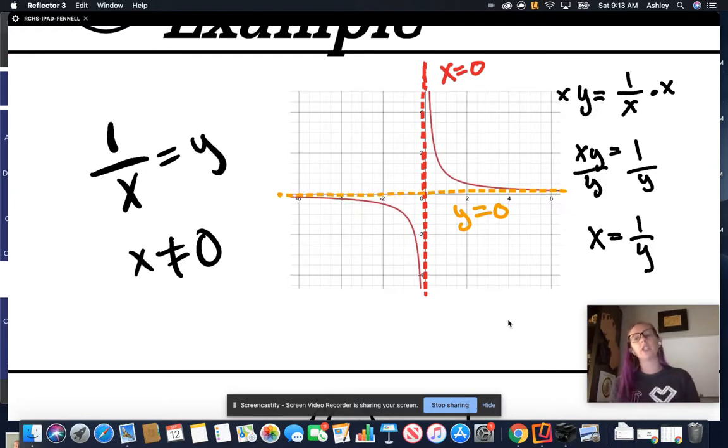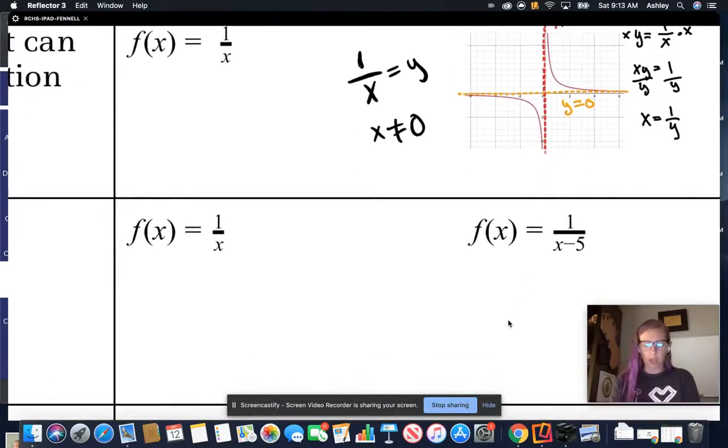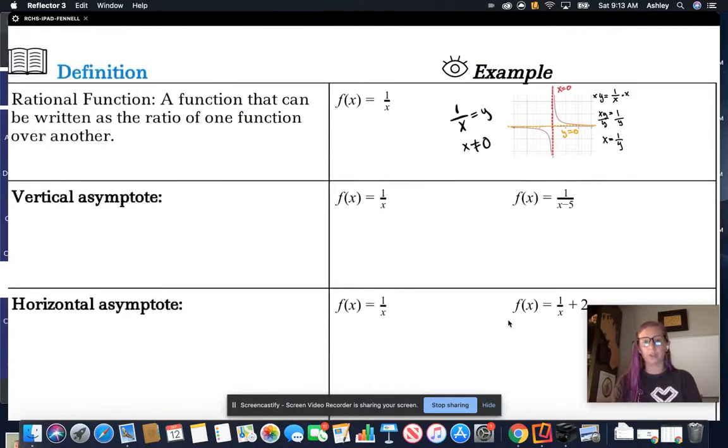So rational functions show us what happens if we're allowed to have basically all values except a specific value, in this case 0. We call this the mother function or the parent function. The most basic version of a rational function is 1 over x. Vertical asymptotes are straight up and down, and they're always going to be x equals. We decide what their value will be by determining what value of x would break the function. So in our first example, we said 1 over x.